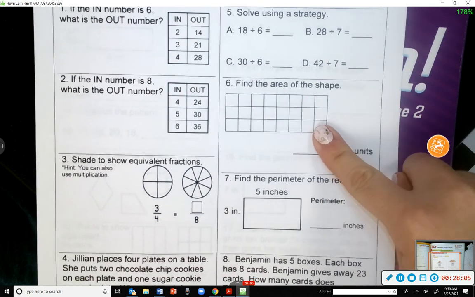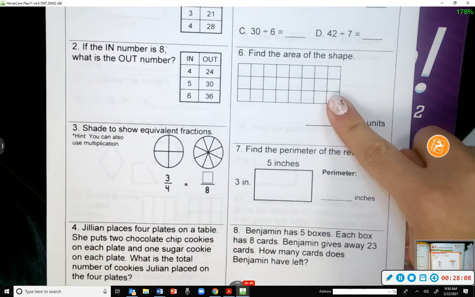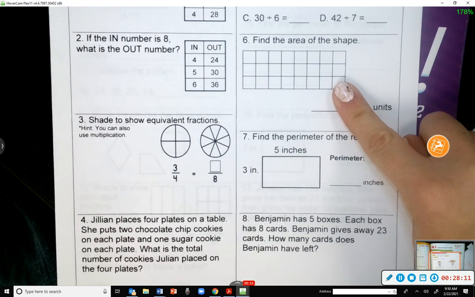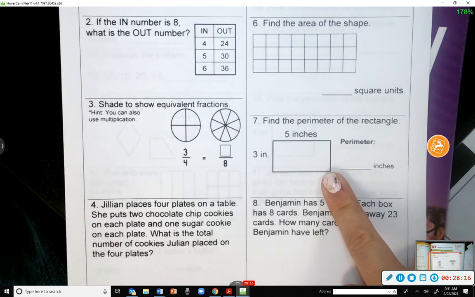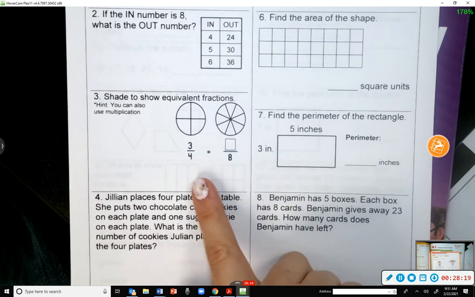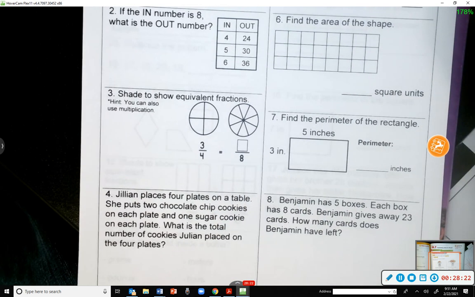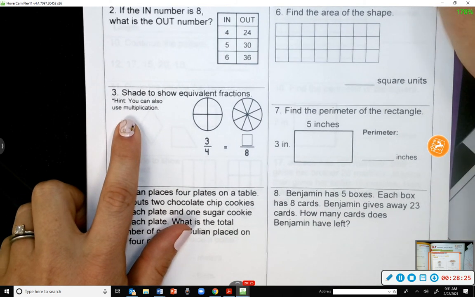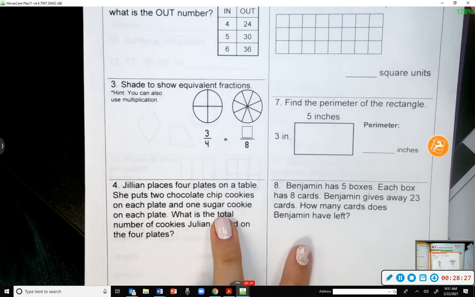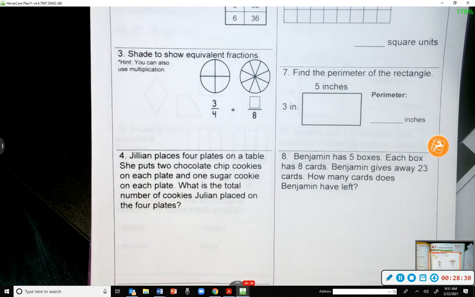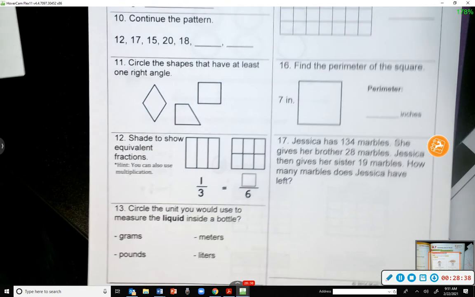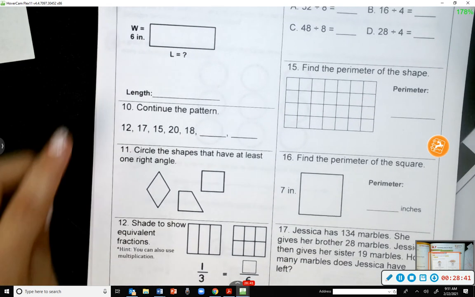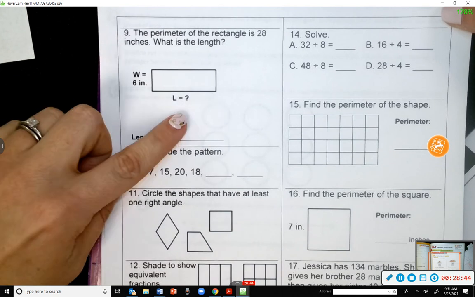Okay. Finding the area. Does everybody remember how we find area? Yes, you count the inside. Perimeter. You count the outside. You add them. Good. Equivalent fractions. I put a hint. You can use multiplication to help you. We've got some word problems down here. So just pay attention. These might be multi-step problems. Multi-step means more than one step. Okay, number 9, you're finding the missing side right here.